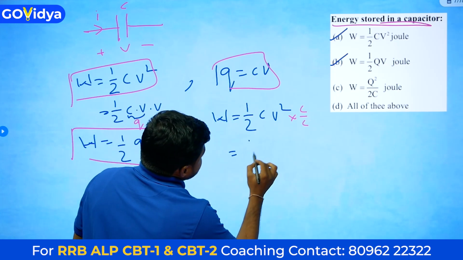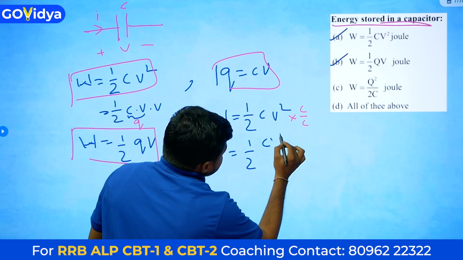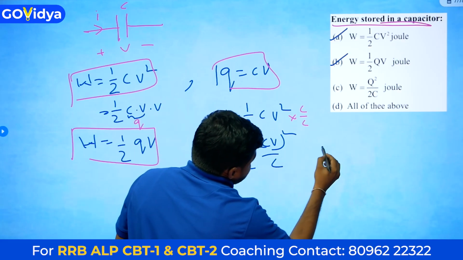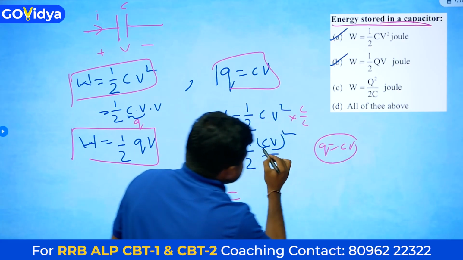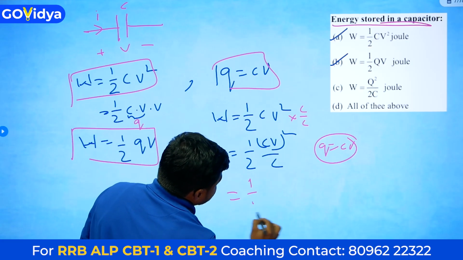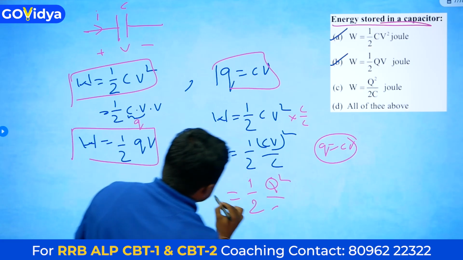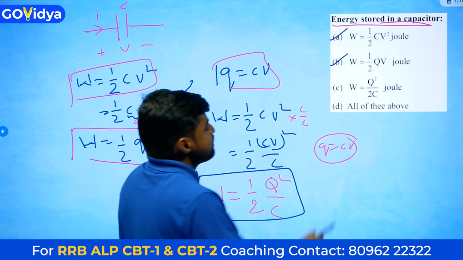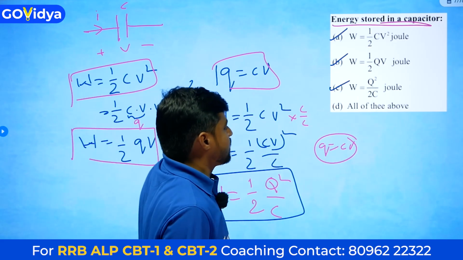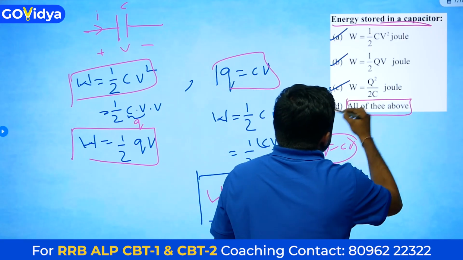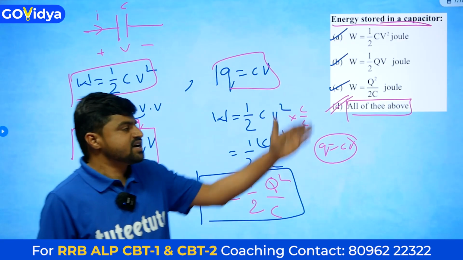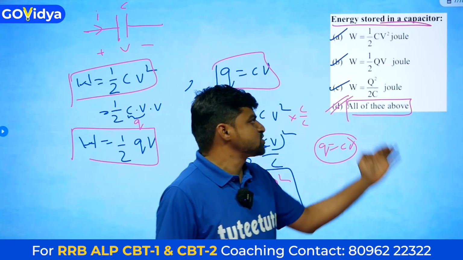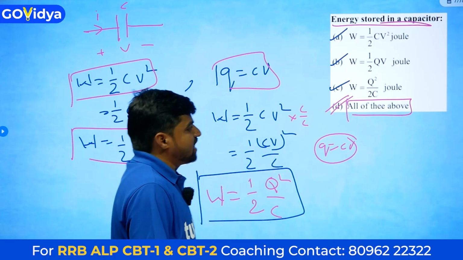We can also write 1 by 2 CV whole square by C. Now, Q is equal to CV, so CV is equal to Q. We can also write 1 by 2 Q square by C. Energy stored is equal to 1 by 2 Q square by C. Option C is also right. So the answer is all of the above. Option D is the correct answer. Energy stored in a capacitor is 1 by 2 CV square, and also 1 by 2 QV, and also Q square by 2C. All of the above.